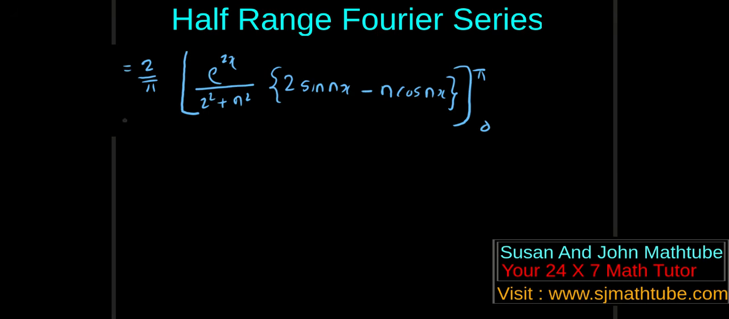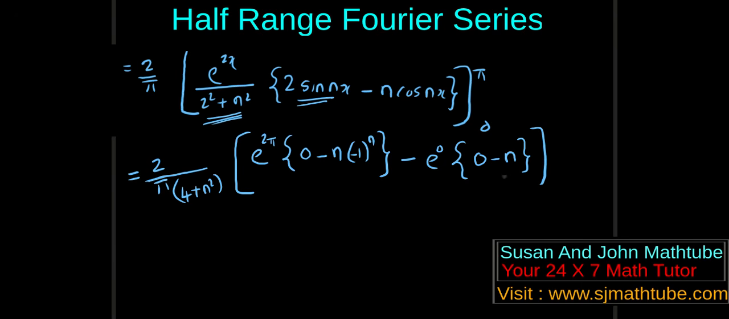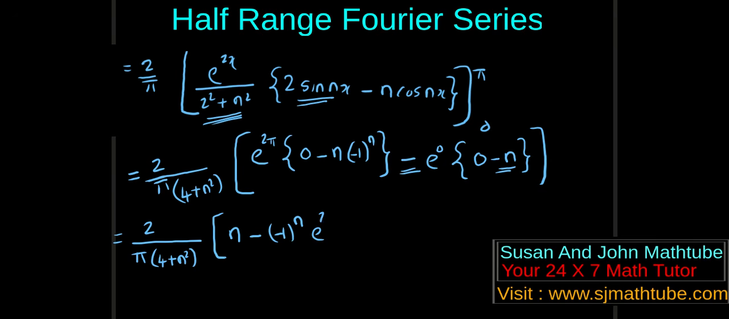Okay, now let's put upper limit and lower limit. So I'm going to get 2 by pi, and I can take this outside because there is no x in it. So 4 plus n square, and now inside the bracket. So e to the power 2 pi and sine n pi is 0, we just discussed. So that's 0 minus n into minus 1 the whole power n, minus e to the power 0. Sine 0 is 0 minus cos 0 is 1. So we get 2 by pi into 4 plus n square, and we simplify this. So we get n minus 1 the whole power n into e to the power 2 pi, and one more n remains here.